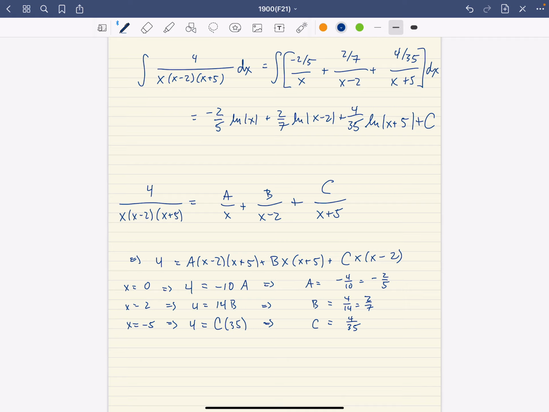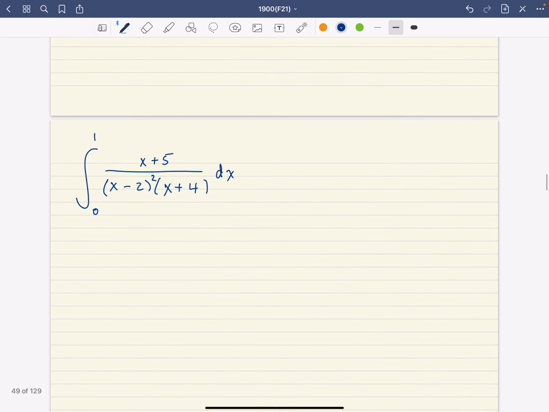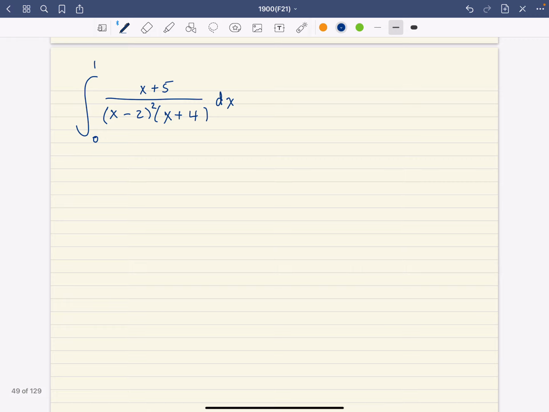Okay, and so finding this partial fraction decomposition really simplifies these problems that seem really hard and makes them a lot easier, because we're just integrating linear terms in the denominator. Okay, so that's that. The final example I want to do in this video is a definite integral. So there's two things that are different here. We have a definite integral, and we have a second degree polynomial in the denominator.